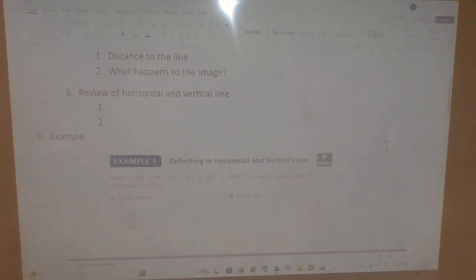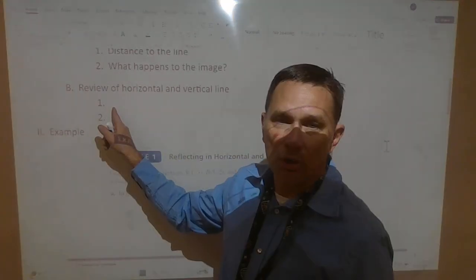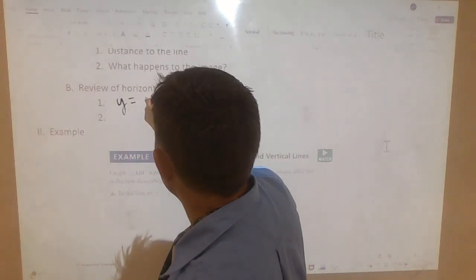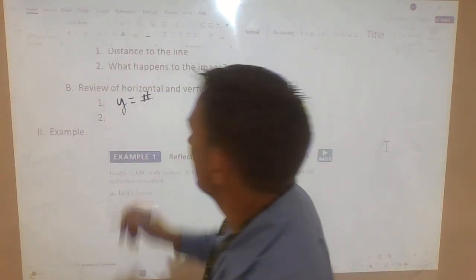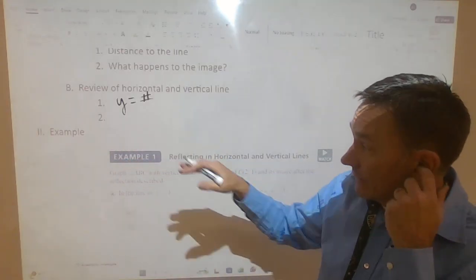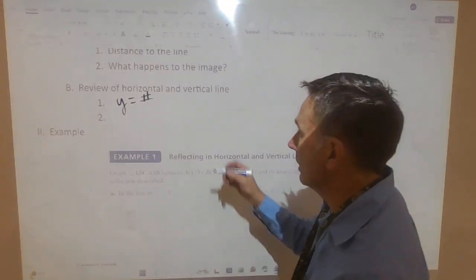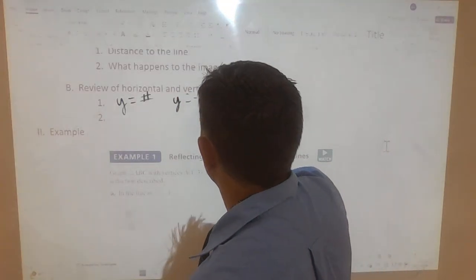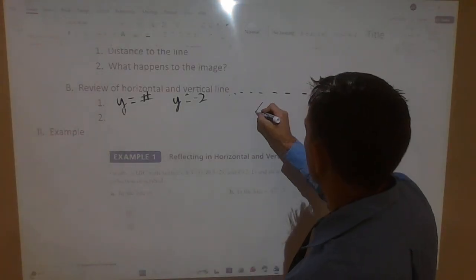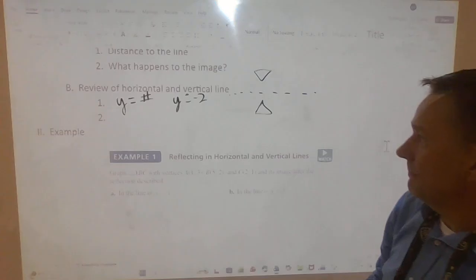Now a little bit of review on horizontal lines. A horizontal line is in the form of y equals some number. Any number you want. y equals 0 would be right on the x-axis. y equals 5, y equals -2, any number like this. And it's going to flip across this horizontal. So it might look something like that.